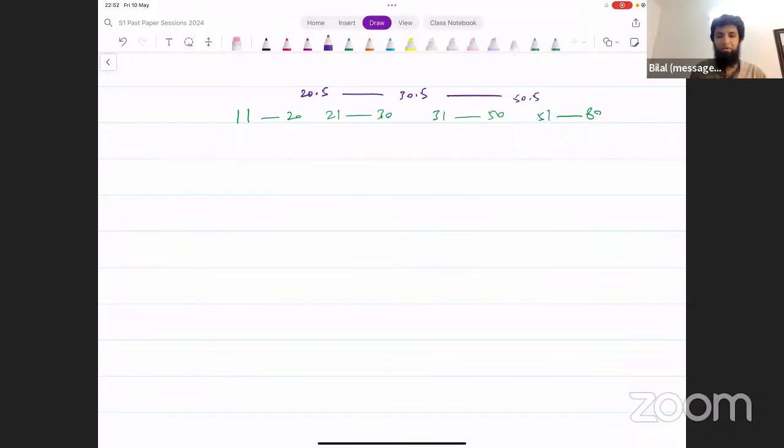These are the actual boundaries. And then you adjust the sides on the same pattern as well. On the left side, you would say this is 10.5. On the right side, you would say this is 80.5. And then the gaps are adjusted. Then you can draw that histogram.